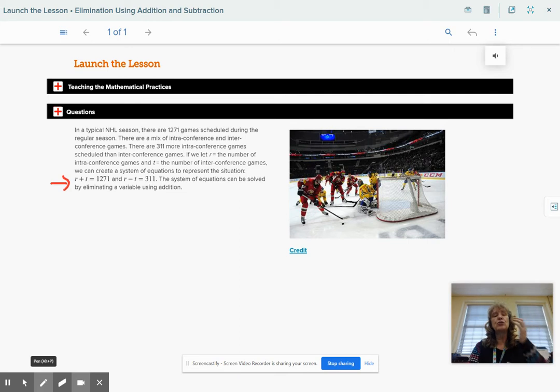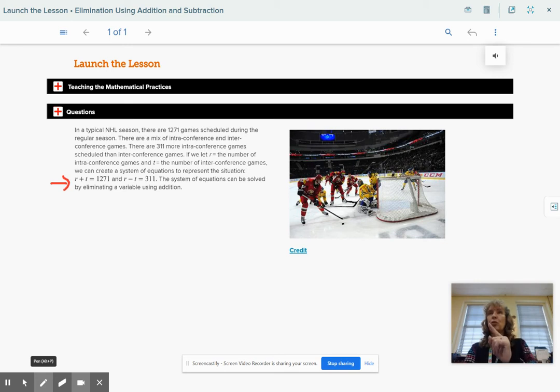In this case, you should notice very quickly that you can use elimination. Step one, you can just add them together to eliminate the t because you have a positive t in the first one and a negative t in the second one. And then after that, you can solve the system of equations so that you know how many inter-conference games they are.